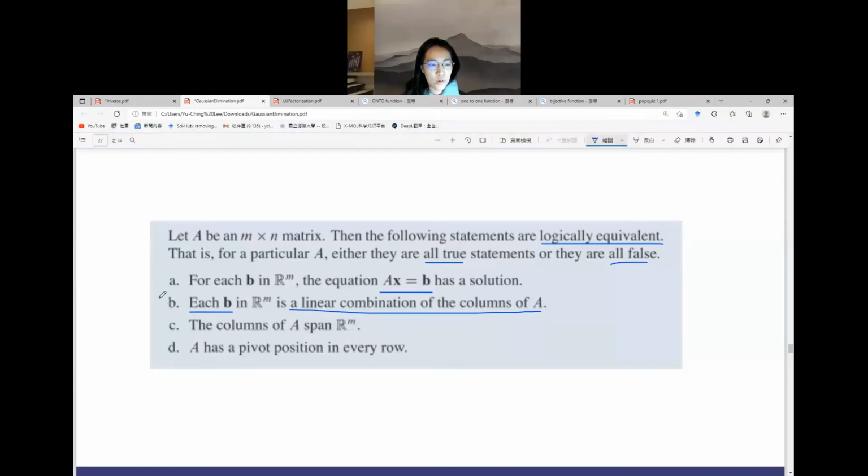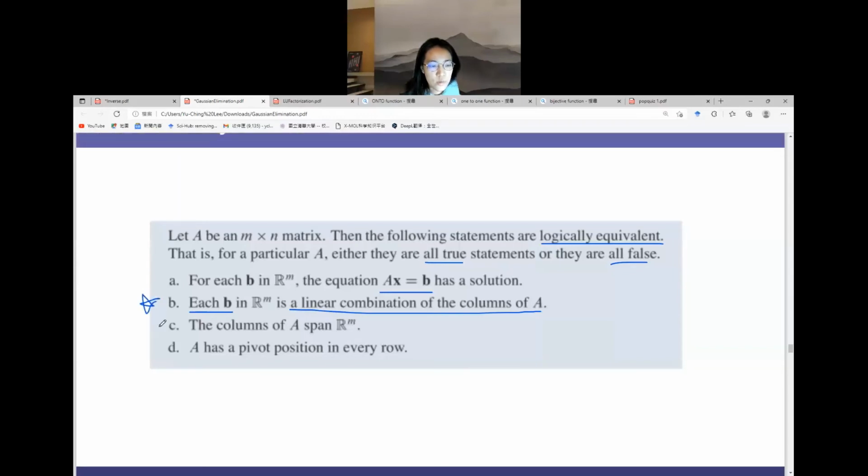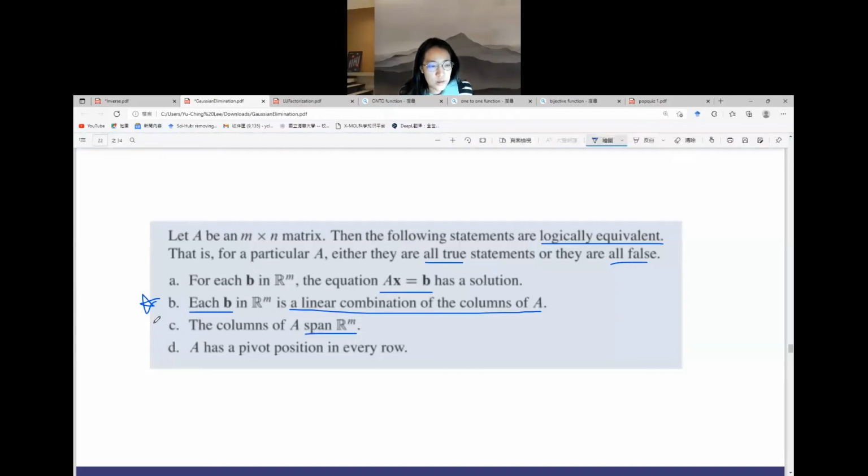Even though this one is kind of abstract, it's also quite useful. And then the columns of A will span the entire R^m space. And then A has a pivot position in every row. Well, I agree that these four statements on this page are quite hard. But initially you may just memorize them.